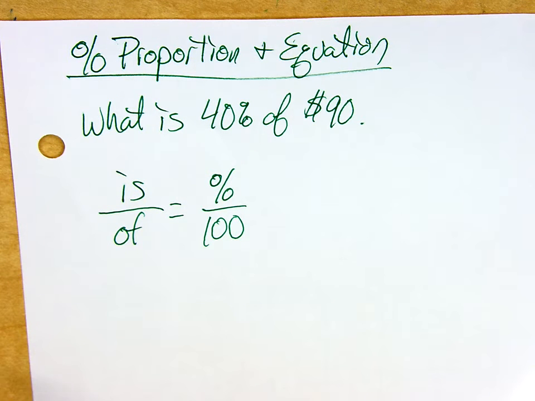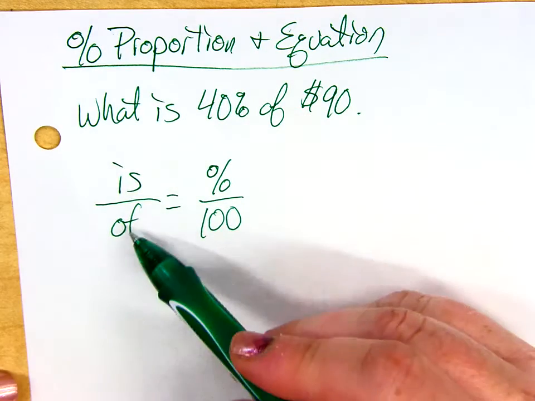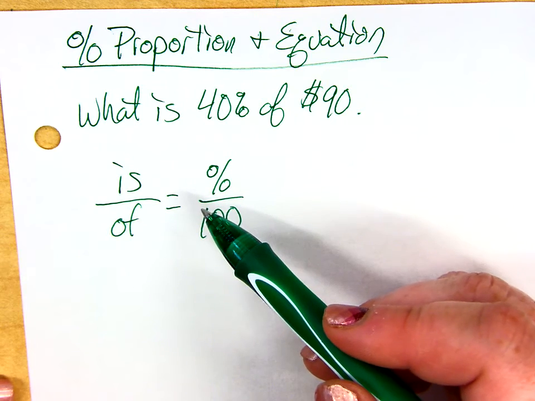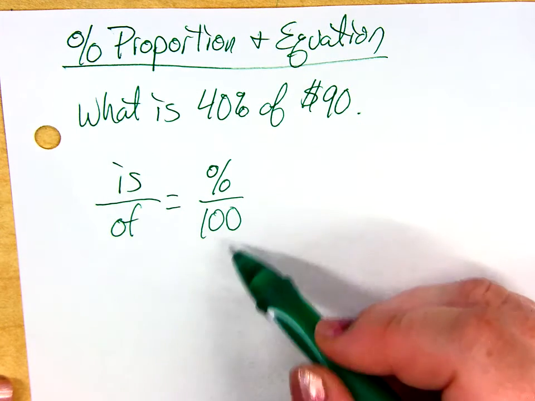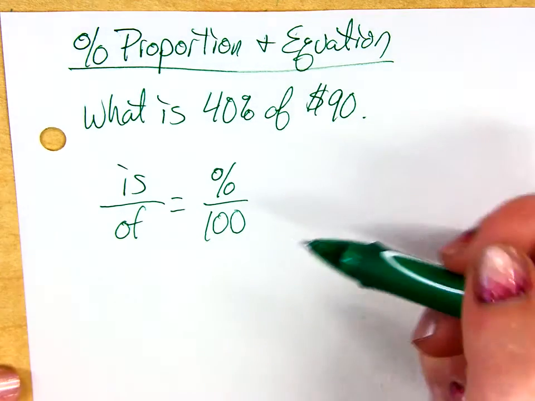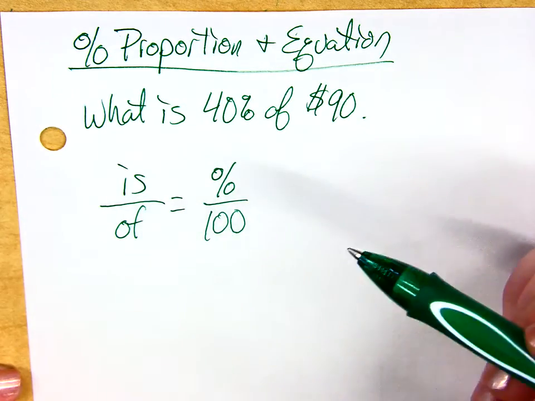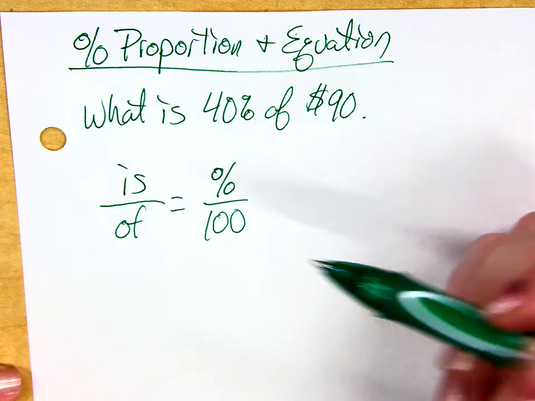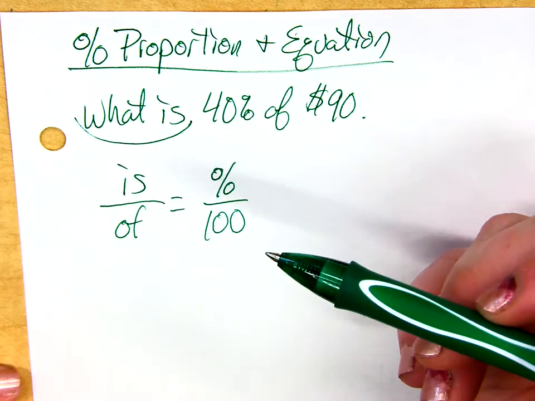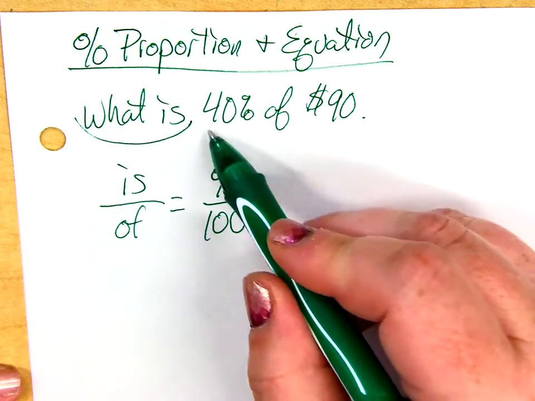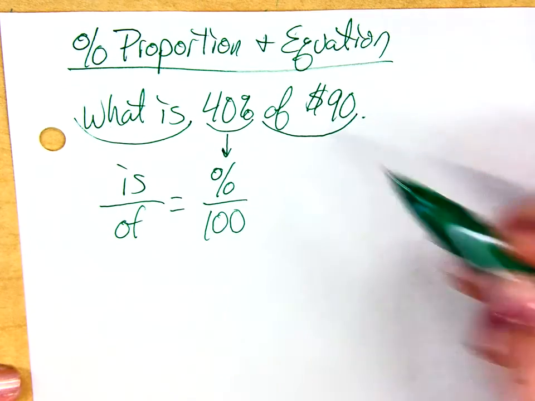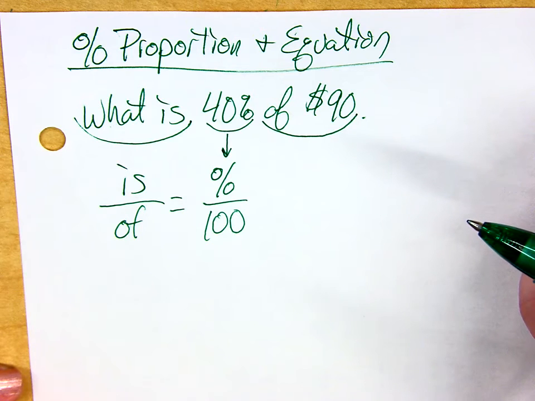And this is great because you have three spots here, is, of, and percent, that you're going to fill in with numbers or a variable if you don't know what goes there. 100 will always be there, so that one's set in stone. And then here's how you fill it in. You're going to read the sentence, and whatever is right next to these words goes in that spot. So, what is means that the is spot is going to be a variable because it has the word what with it. 40%, obviously anything with a percent sign goes in the percent spot. And then of $90. So 90 is going to go in the of spot.